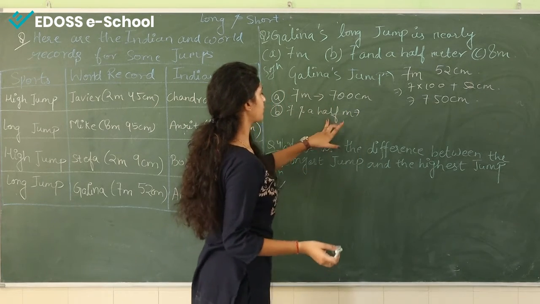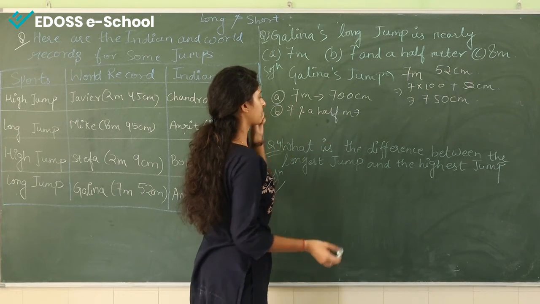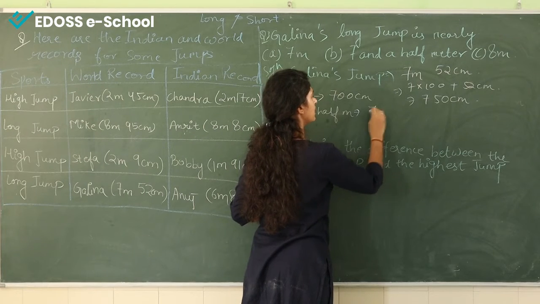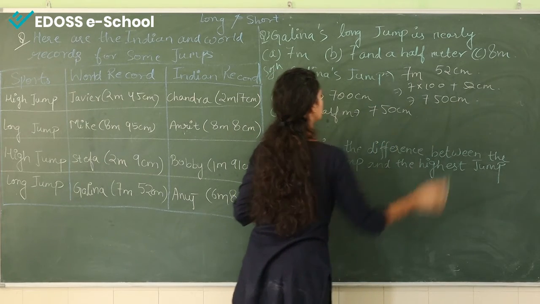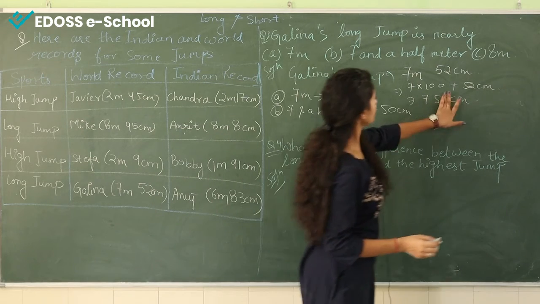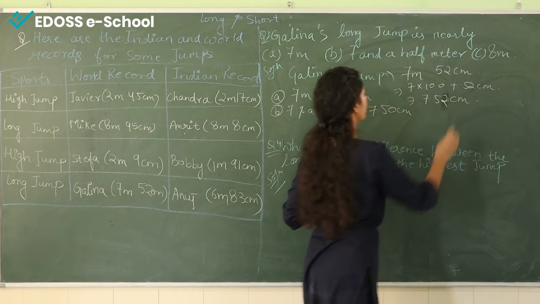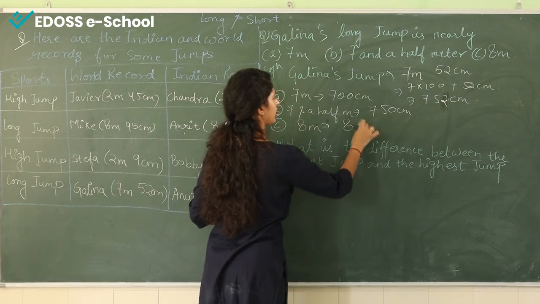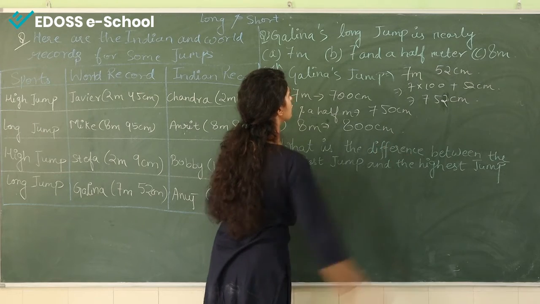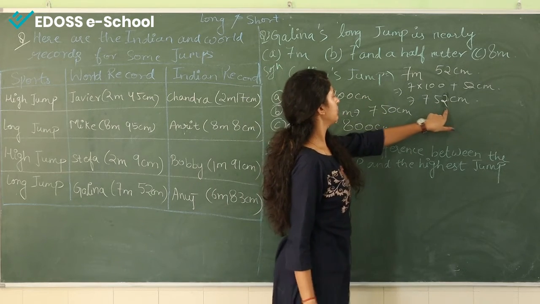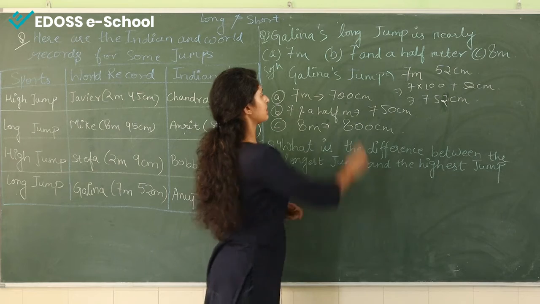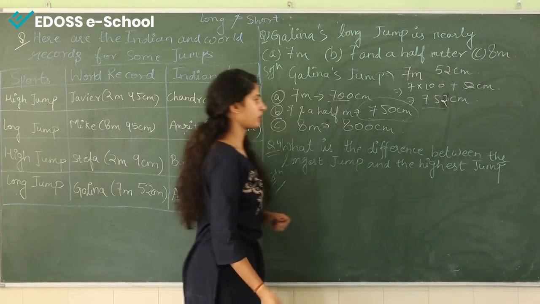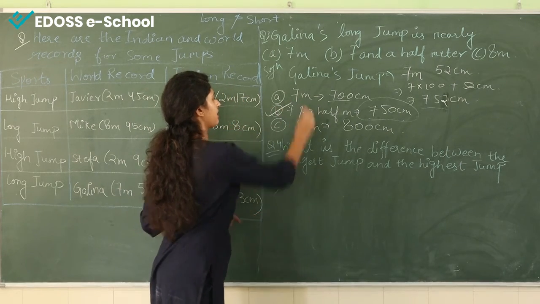Half meter will be equal to, if 100 centimeter, what is half of it? 50 centimeter. So 7 meter and half meter is equal to 750 centimeters. And C option is 8 meters, that is 800 centimeter. So Galina's jump is nearly equal to 750 centimeters, because this is 700, so this is not equal, and this is nearly equal to 752 centimeters. So correct answer will be 7.5 meters.